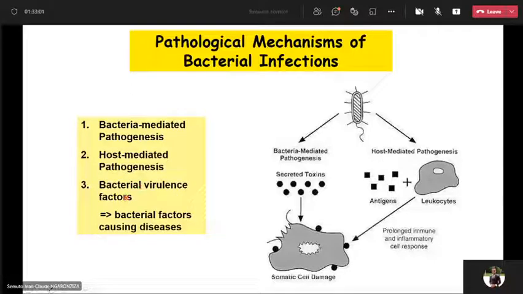And there are also bacterial virulence factors, including toxins, including enzymes that we see in different stages. So there are these three pathogenesis ways: bacteria-mediated, which is more by multiplying or secreting toxin, they can destroy the somatic cell; host-mediated, by stimulating the host immune response, they can destroy the somatic cells; or some bacterial virulence factors causing disease. We have even seen that some bacteria produce coagulase. We see that coagulase and some other enzymes can cause problems to the host.